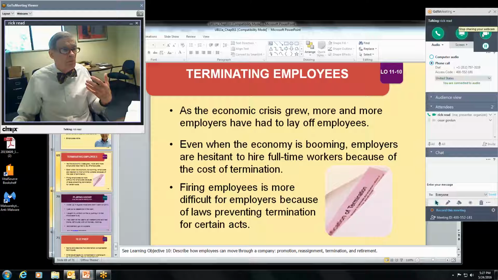It should be done in private as much as possible. If you're a large enough company, employees should be escorted back to his or her workstation. Everything should be taken from them, passwords, keys, etc., and then also escorted off the company premises.